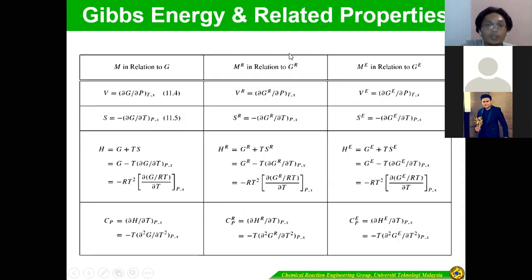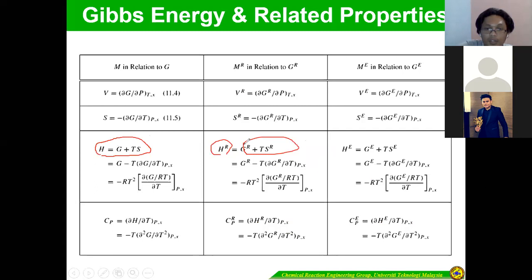Okay. So this is the relationship between residual properties as well as excess properties. Look at here, for the M's, this is for the general case, right? H equals G plus TS. But for residual, H^R equals G^R plus TS^R. For excess, H^E equals G^E plus TS^E. It's almost similar, only the symbol is different. That means excess is for the solution, residual is for the gas.